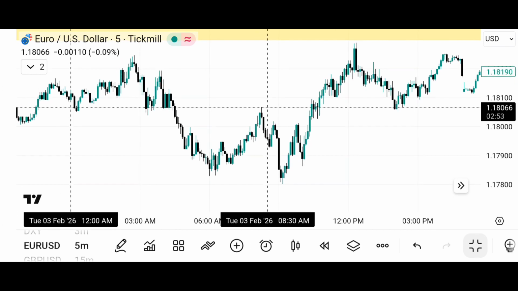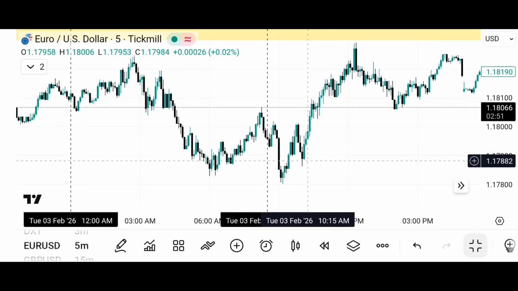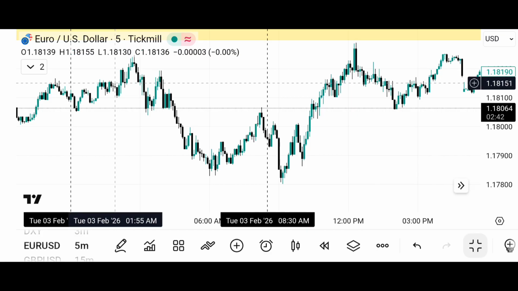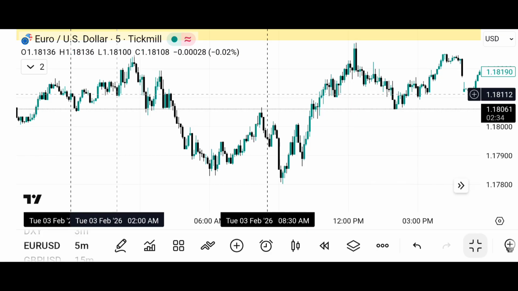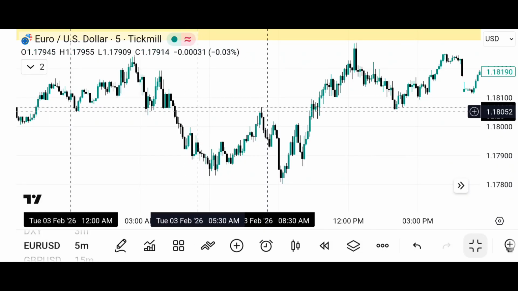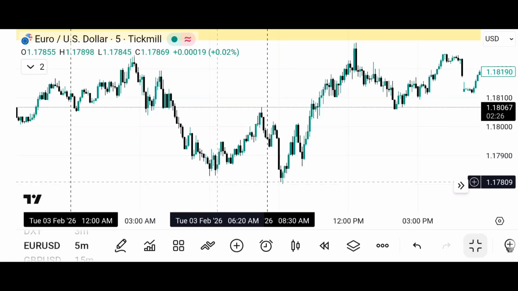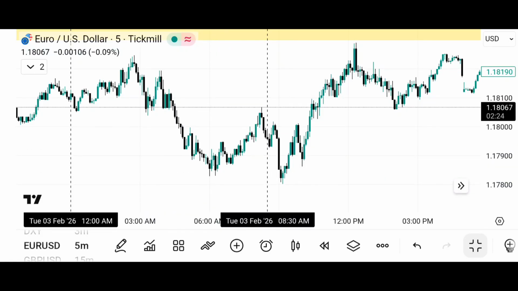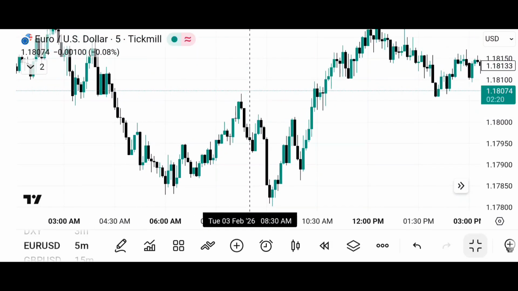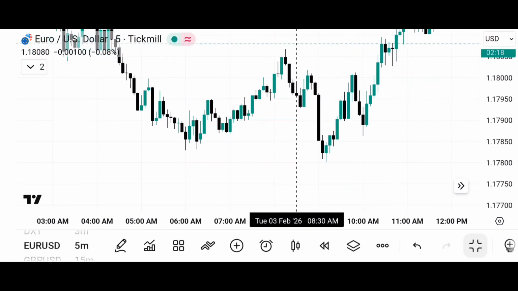Now if you are familiar with the different sessions, this particular run down in price happened after the London Kill Zone, which is from 2 a.m. to 5 a.m. After the kill zone, that was when these lows actually formed. Now after 8:30, this right here, you can see these lows.